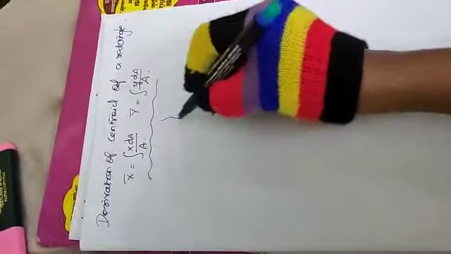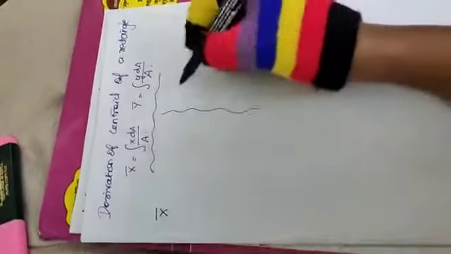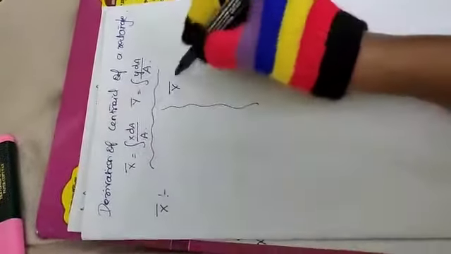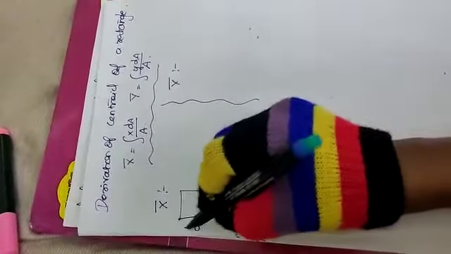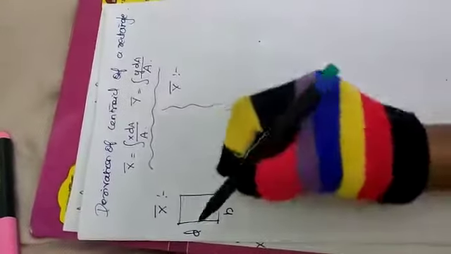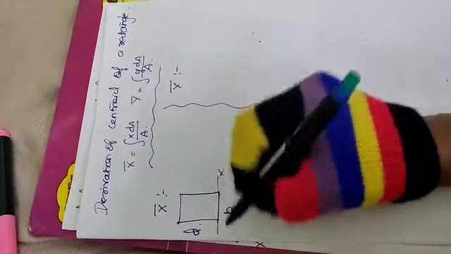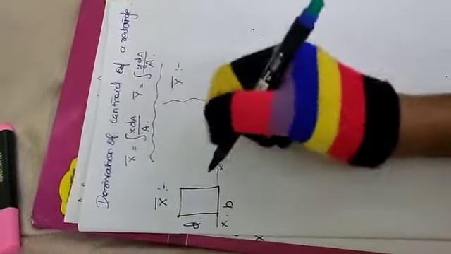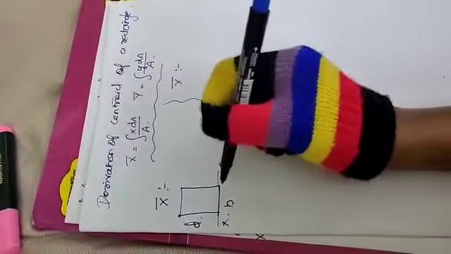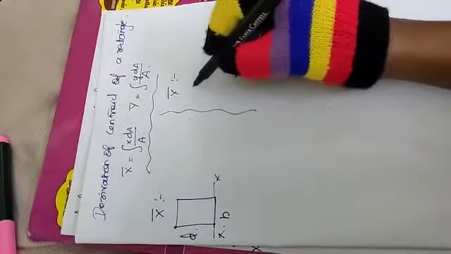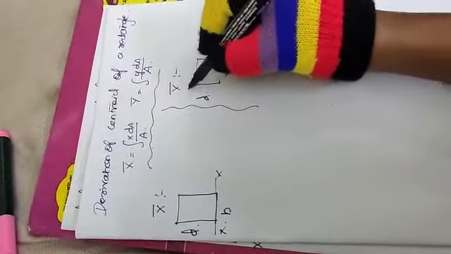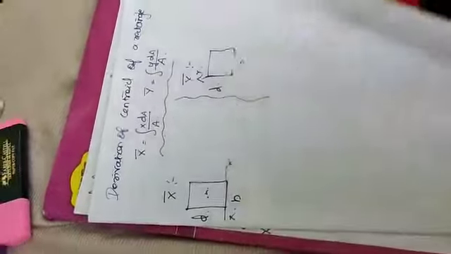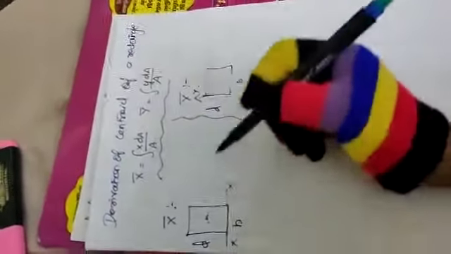Now for a rectangle, we need to calculate x bar and y bar. The first step is to consider a rectangle of width b and depth d. Next, the reference axis x and the reference axis y. This is the centroid G point. So to calculate that, what is the formula?